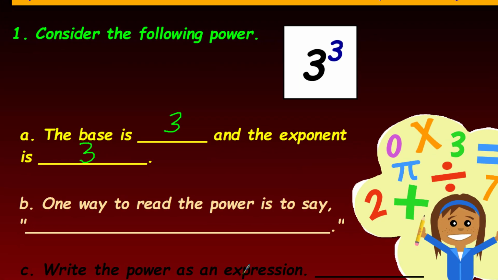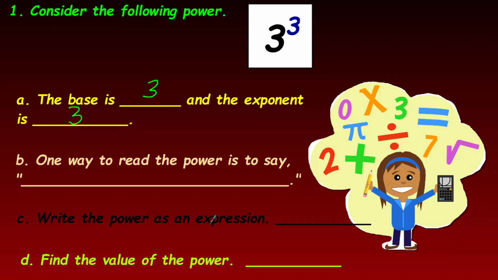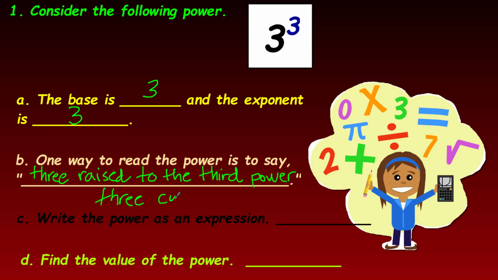Okay, cool. It says one way to read the power is to say, well, I think I already told you, I would state it 3 raised to the 3rd power. You could also say 3 to the power of 3. That's another way you could say that. There's not one right answer here; there are just different ways. You could also say 3 cubed, which would probably be the quickest way if you wrote it. And 3 is cubed because it has 3 dimensions, right?